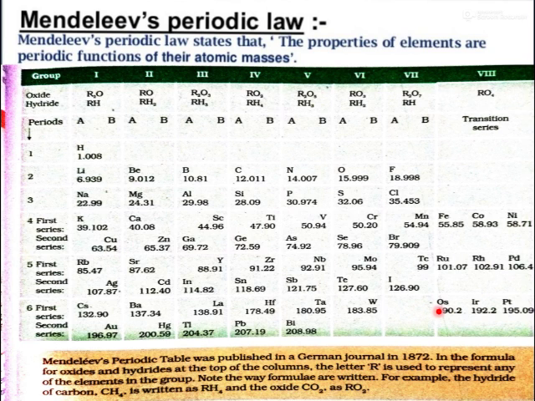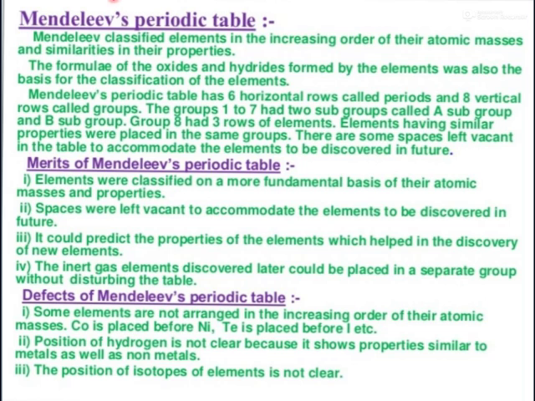A very interesting thing about Mendeleev's periodic table is that he proposed the idea of groups and periods. That is a very important thing about his table. Let's move on to the characteristics. Mendeleev classified elements in increasing order of their atomic masses and similarities in their properties. The formulas of oxides and hydrides formed by the elements were also a basis for the classification of elements.